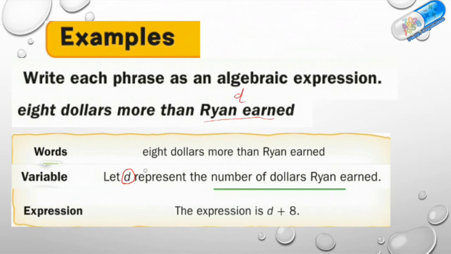And the third step is the expression. Let us look here again on the words. $8 more than Ryan earned means more, means added to. So Ryan earned D, then he added 8 to it. So the expression is D plus 8.